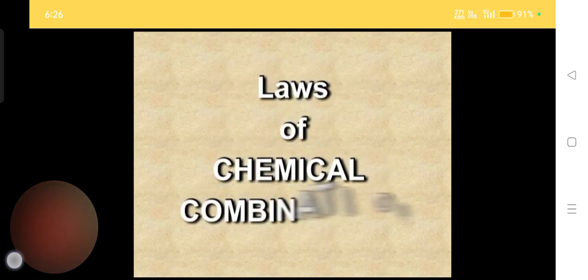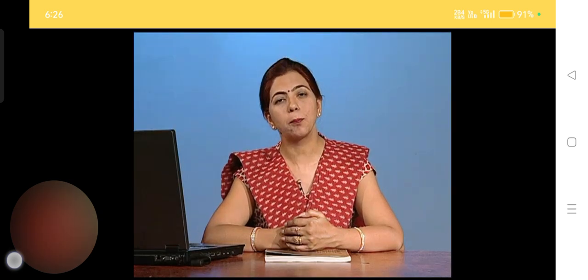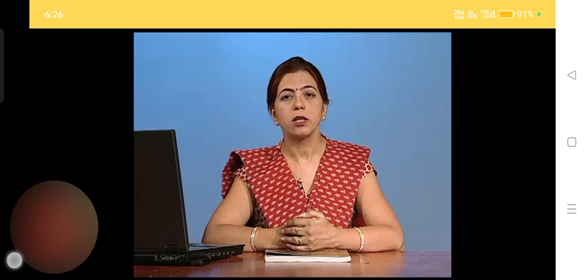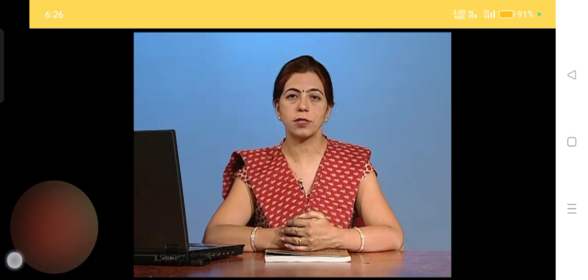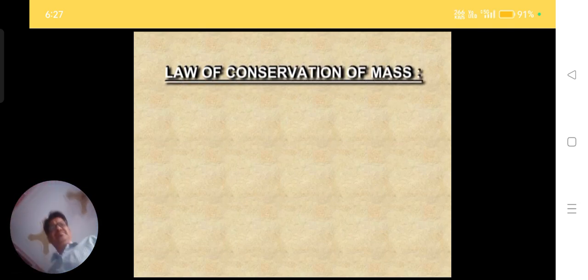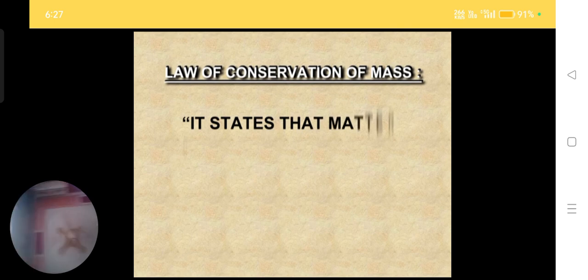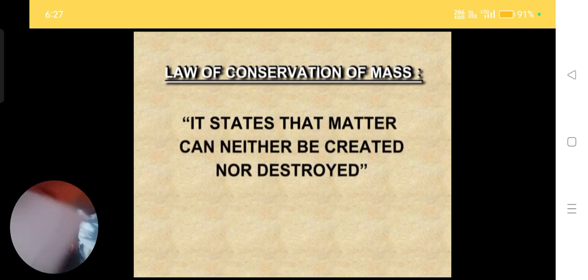Laws of chemical combinations. Elements, they combine to form the compounds. And there are few laws which govern these combinations. The first law is the law of conservation of mass. This law states that matter can neither be created nor destroyed. Let me take an example. Calcium carbonate, that is CaCO3, on heating gives calcium oxide and carbon dioxide.